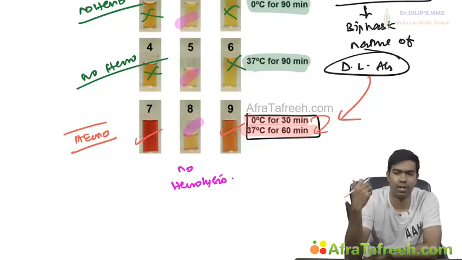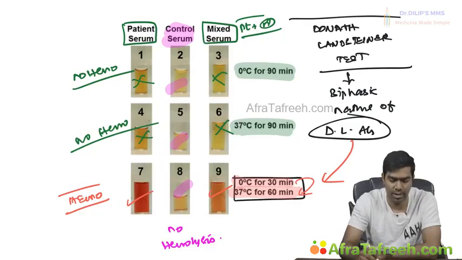How will you do the Donath-Landsteiner test? If they ask, initially incubate RBCs at 0 degrees C, you won't see hemolysis. Incubate only at 37 degrees C, you won't get hemolysis. Incubate initially at 0, then rewarm to 37 degrees C, and definitely there will be hemolysis. This proves the biphasic nature of the antibody. This is what we refer to as the Donath-Landsteiner test.